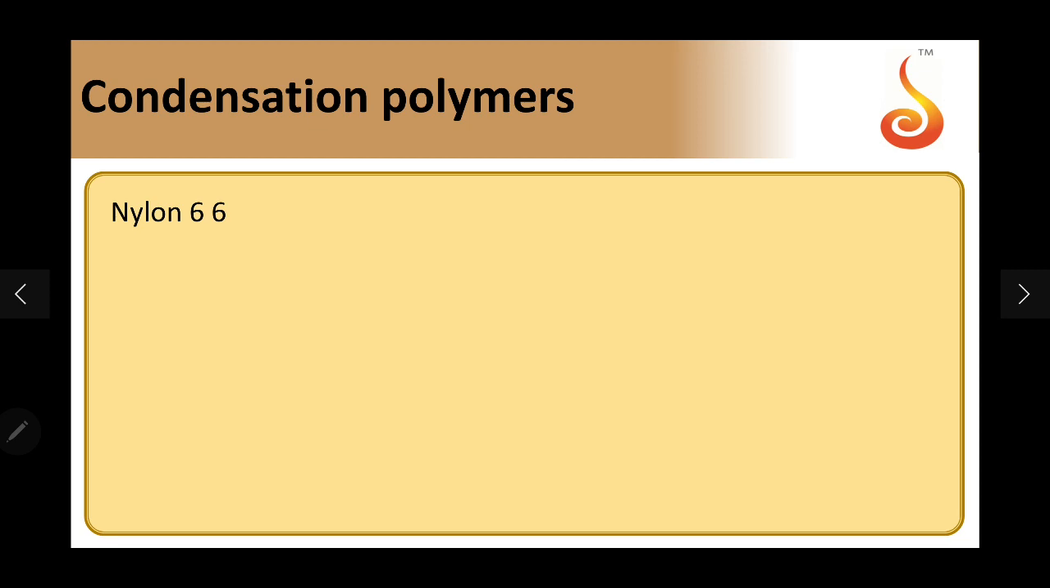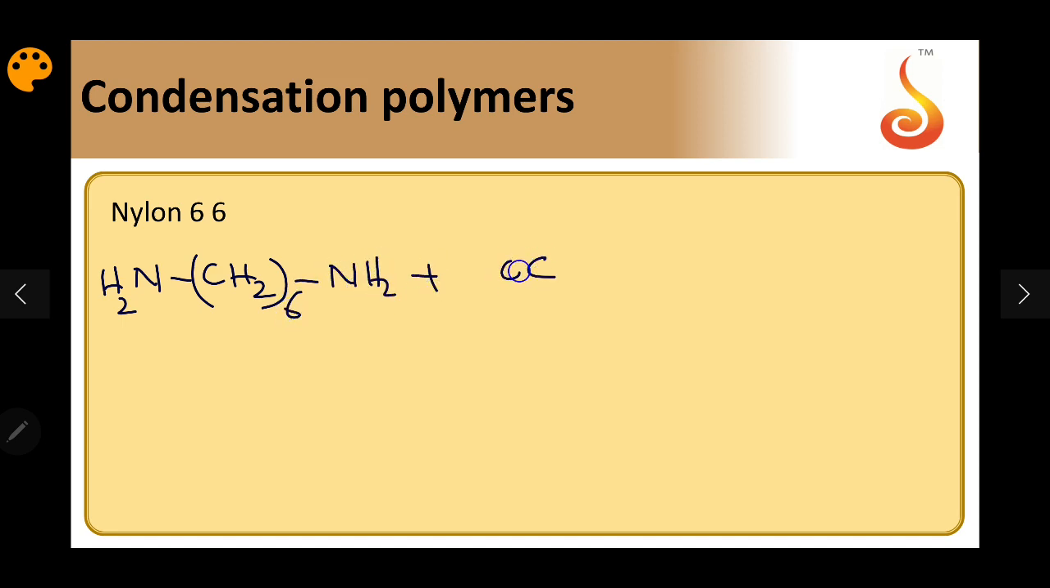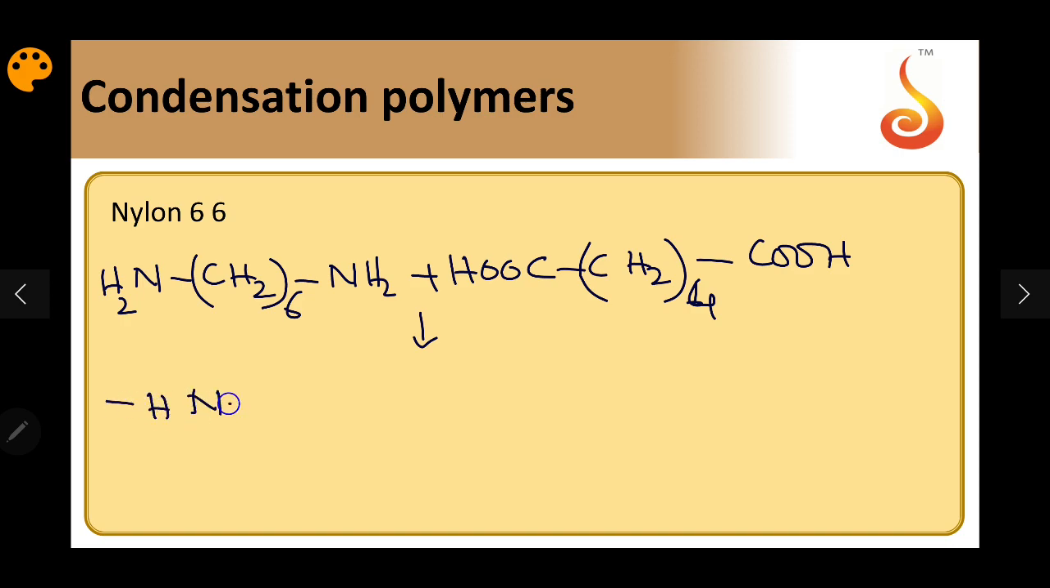Moving to condensation polymers, nylon 6,6. Nylon 6,6 has two monomers, that is a copolymer: hexamethylene diamine, NH2(CH2)6NH2, plus adipic acid. Since both monomers contain 6 carbon atoms, it is called nylon 6,6. So when you combine, I get this as a partial structure.